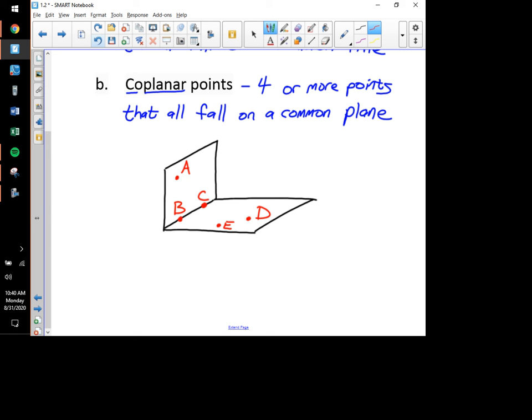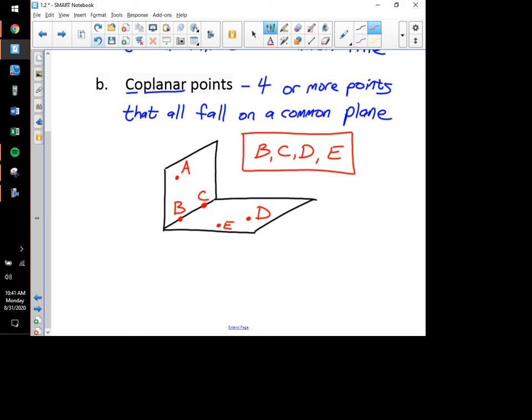So my question for you all is, with this particular diagram here, do we have an example of 4 or more points that all fall on a common plane? And the answer to that is yes. Our example of coplanar points here would be points B, C, D, and E. That right there is one group of coplanar points. All 4 of them fall on the plane that is down on the surface of the desk.